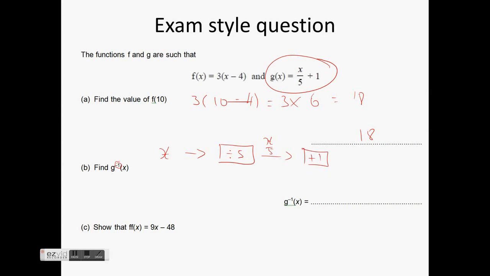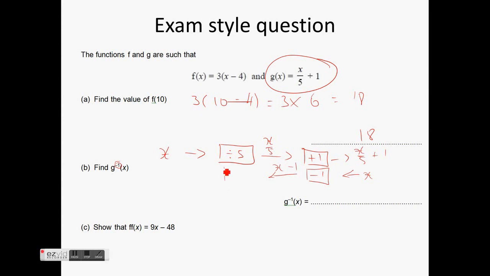So when you want to do an inverse function, you want to start from the end and do opposites. So I'm going to start with my x. Instead of adding 1, I'm going to take away 1. So at this point I have x minus 1. Now here, instead of dividing by 5, I'm going to times by 5.